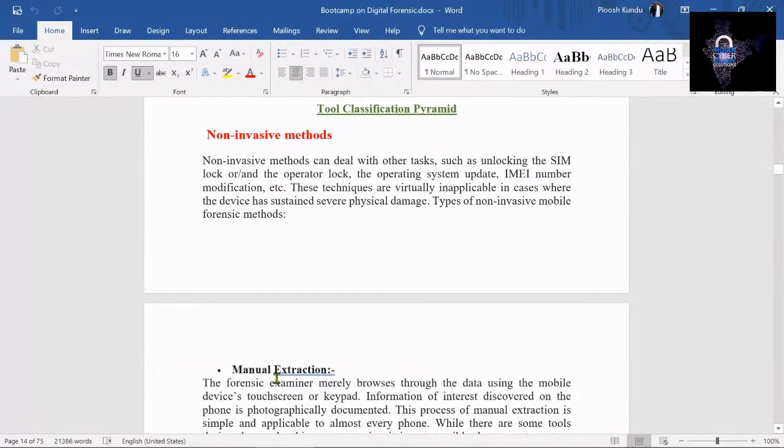The non-invasive method can deal with other tasks such as unlocking the SIM lock, the operator lock, operating system updates, IMEI number modifications, etc. This technique can virtually be incapable in cases where the device has sustained severe physical damage. A type of non-invasive mobile forensic method is manual extraction.